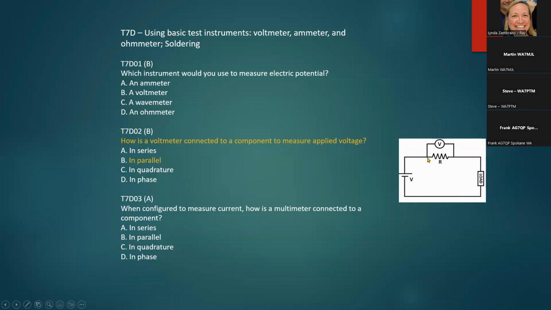In fact, a more common way of phrasing the answer is that you measure the voltage across a component, which means that you're measuring in parallel to the component.